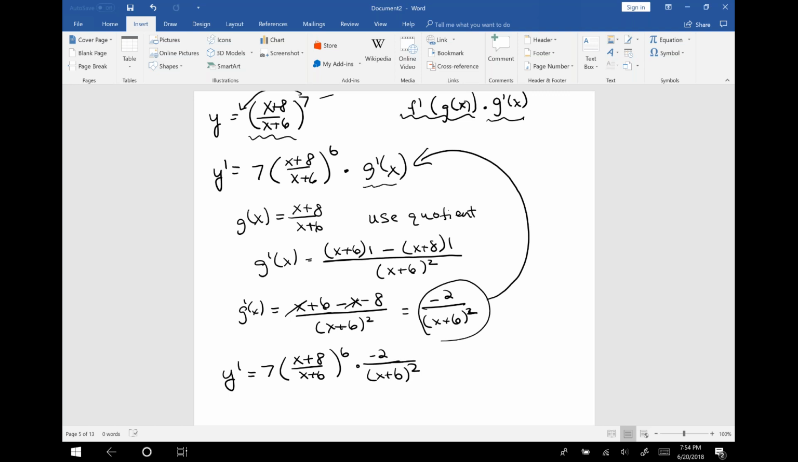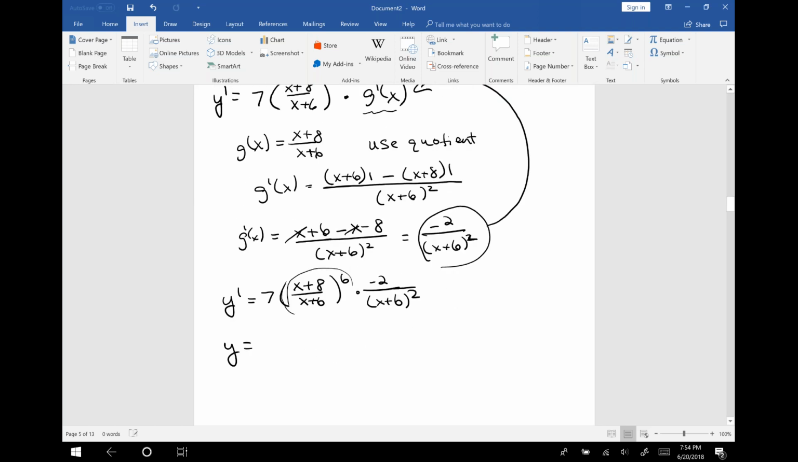Simplifying this a little bit, for this part here, you can separate that numerator and denominator, so it might make it a little easier to see. You don't necessarily have to show this step, but I just want you to see, that should be 8, that this is x plus 8 to the 6th power divided by x plus 6 to the 6th power times this -2 over x plus 6 to the 2nd power.